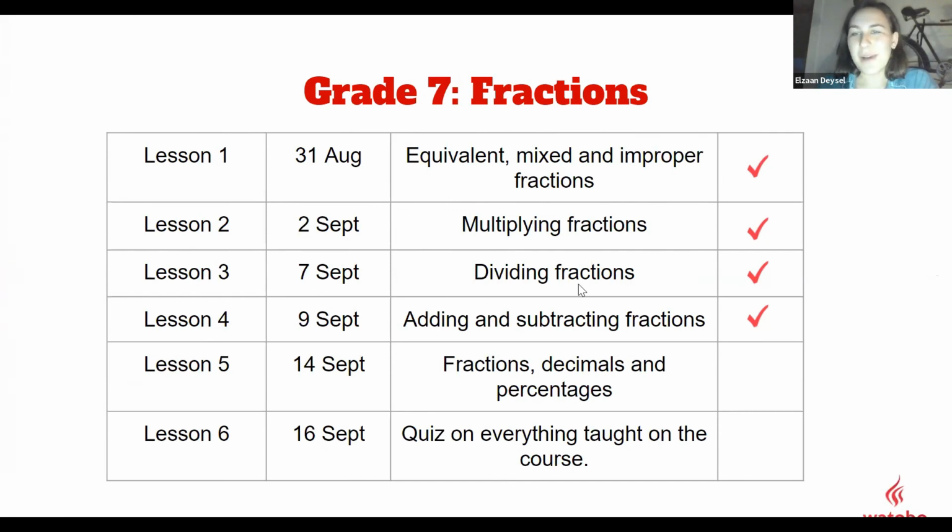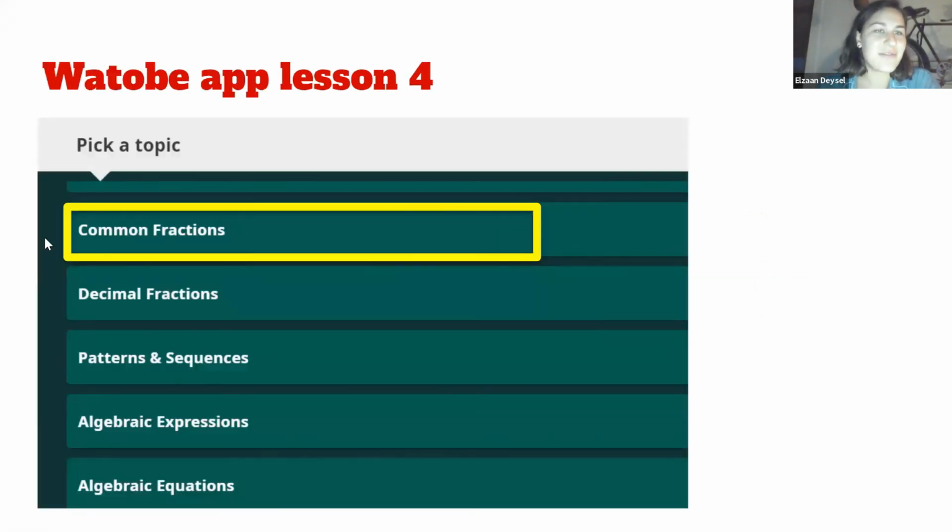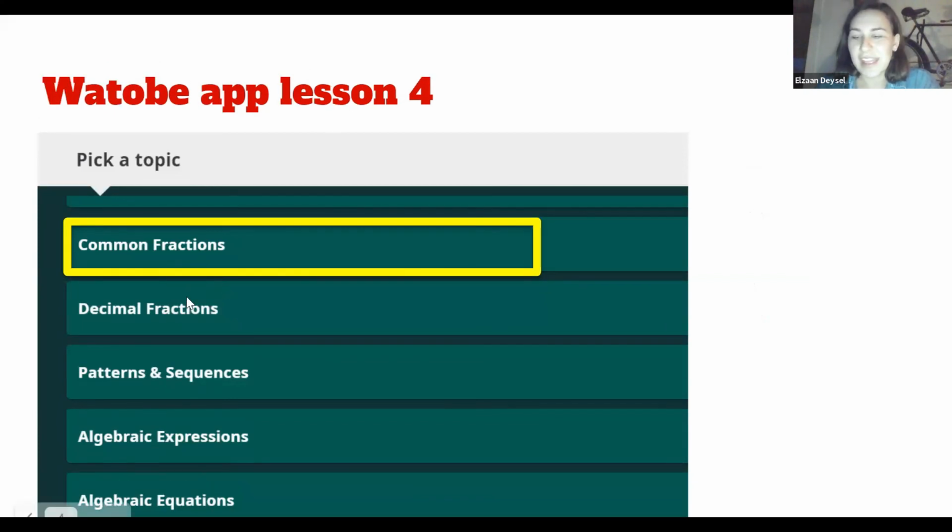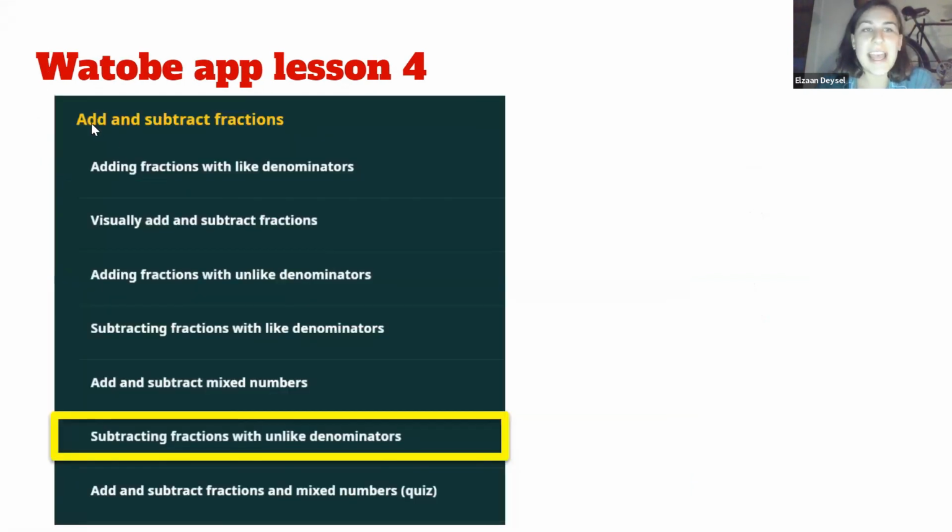Okay, awesome. Well, after today's class of adding and subtracting fractions, we are going to go to the Watobi app. Moving ahead into common fractions, and then afterwards, you will find add and subtract fractions. Underneath there, you will see a tab called subtracting fractions with unlike denominators. You can make a note of this, take a screenshot or write it down quickly. This is your revision before our next class on Tuesday.